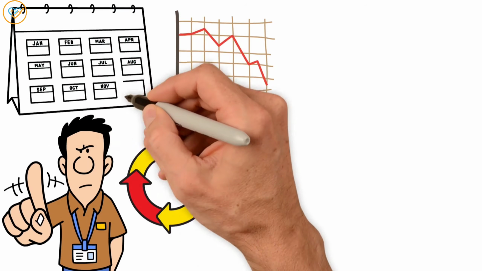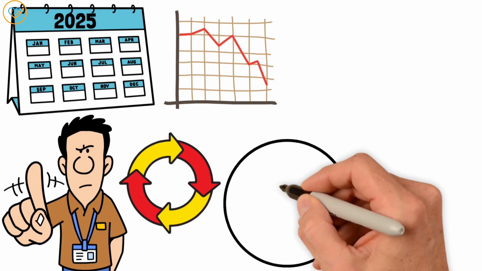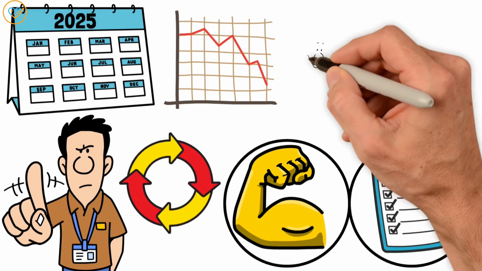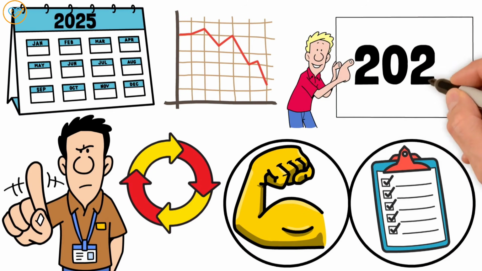That's why 2025 matters so much. It showed both the strength and the limits of a rules-based approach. And it set the stage for what happens next in 2026.